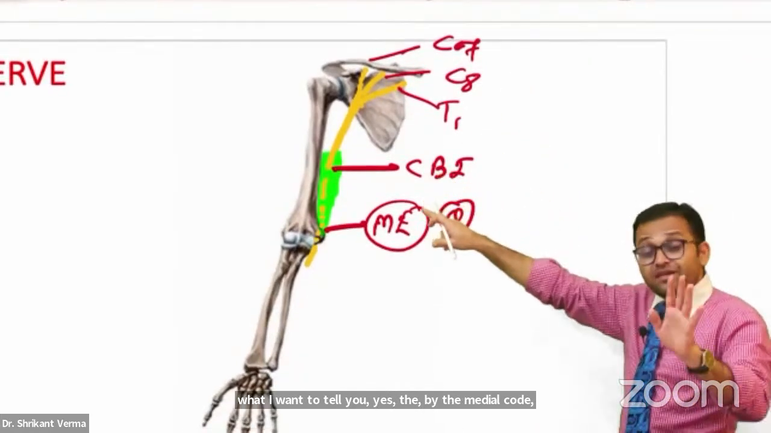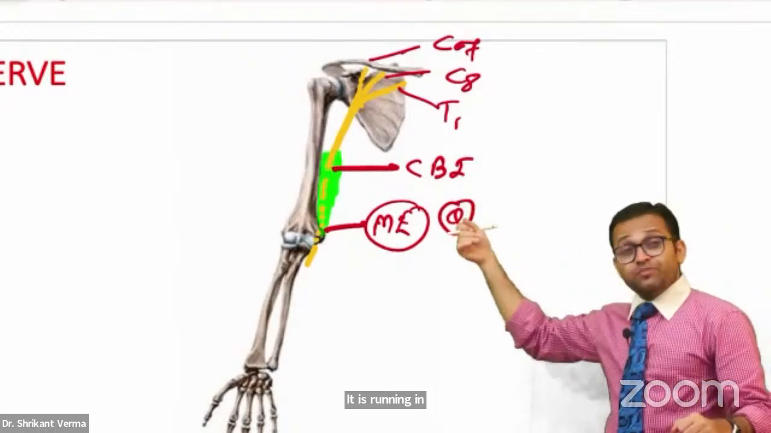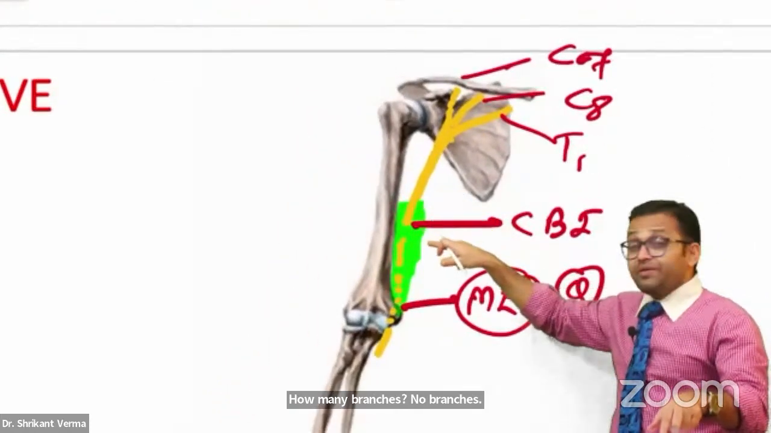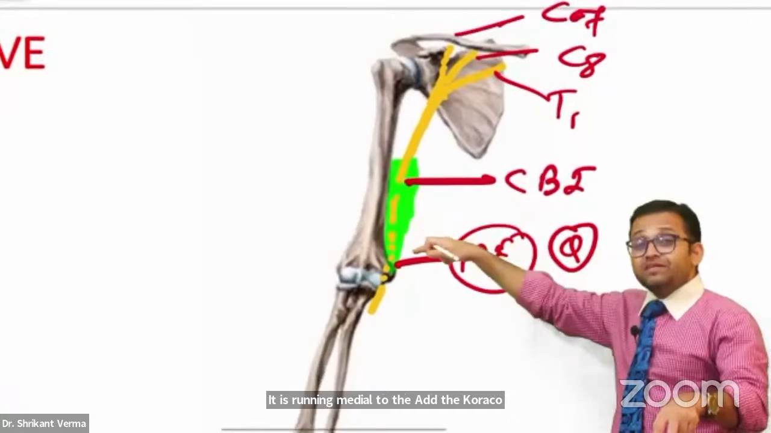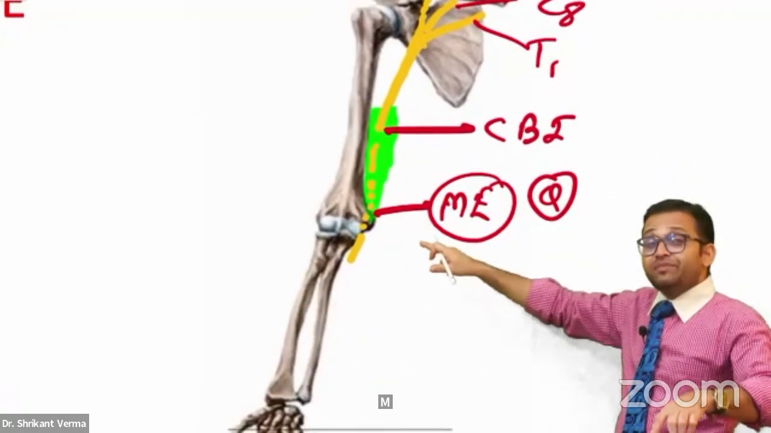It is running in our arm. How many branches? No branches. It is running medial to the brachial artery. At the coracobrachialis insertion, it is piercing the medial intermuscular septum, and it is reaching from the anterior to the posterior compartment. Next point, it is running just behind the medial epicondyle.